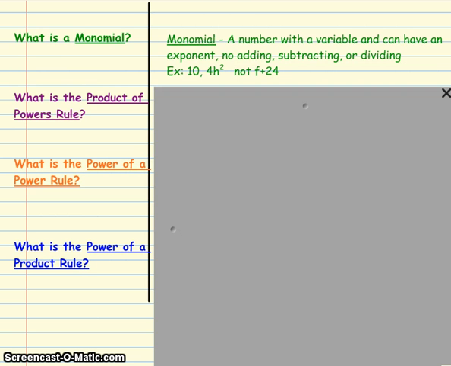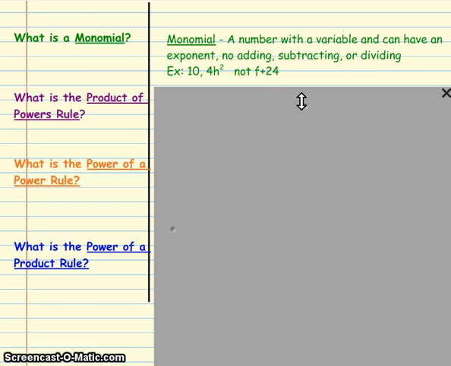Well, let's get some vocab words, because first of all, what is a monomial? Well, mono means one, so we're going to have stuff with just one term. So it's a number that can have a variable, and it can have an exponent, but there's no adding, subtracting, or dividing. For example, 10 is a monomial. 4h squared is a monomial. But f plus 24 is not a monomial.